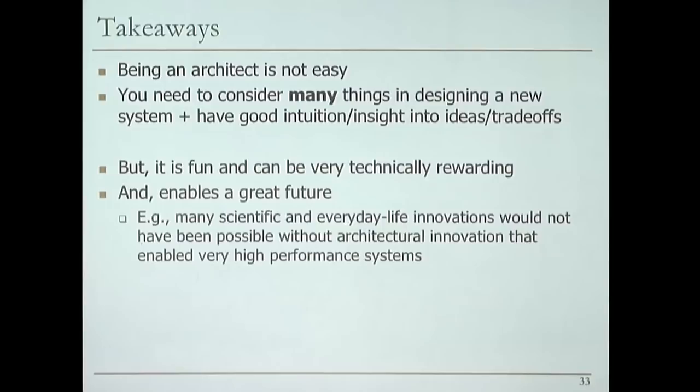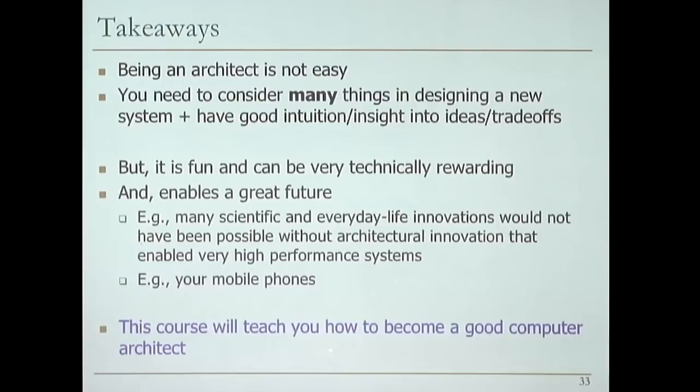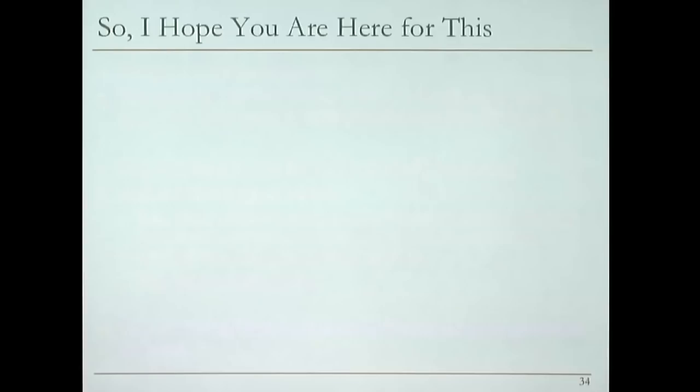Basically, many scientific and everyday life innovations would not have been possible without architectural innovation that enabled very high-performance systems today. Deep neural networks are a perfect example today. I wouldn't have been able to give that example 3 or 4 years ago, but today I can say with confidence that that's one of the examples that has been enabled because of these high-performance architectures that we have. Well, another one is your mobile phones, right? Everyone carries one today. And this course will hopefully teach you how to become a good computer architect.